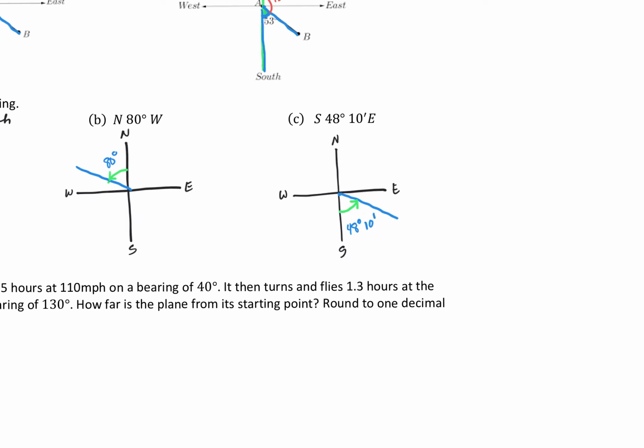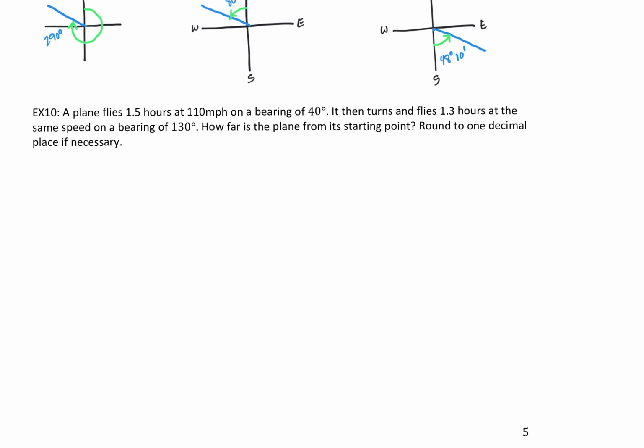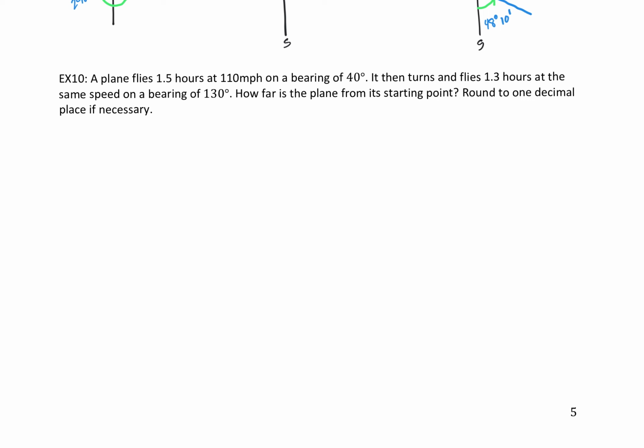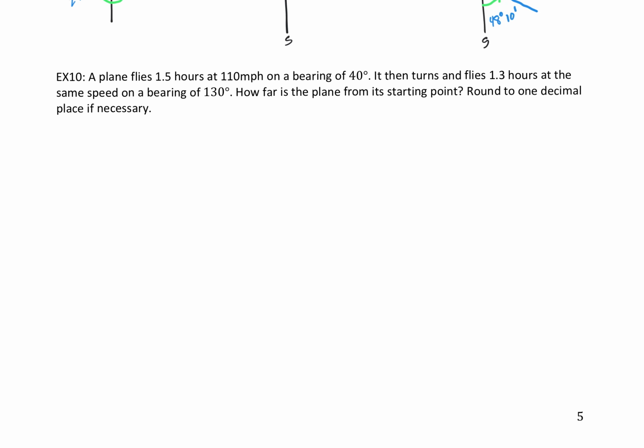Okay, let's work on our last problem in this section. In example 10, a plane flies 1.5 hours at 110 miles per hour on a bearing of 40 degrees. So I notice that there's no letters there, it's just 40 degrees. So I can assume this is due north.